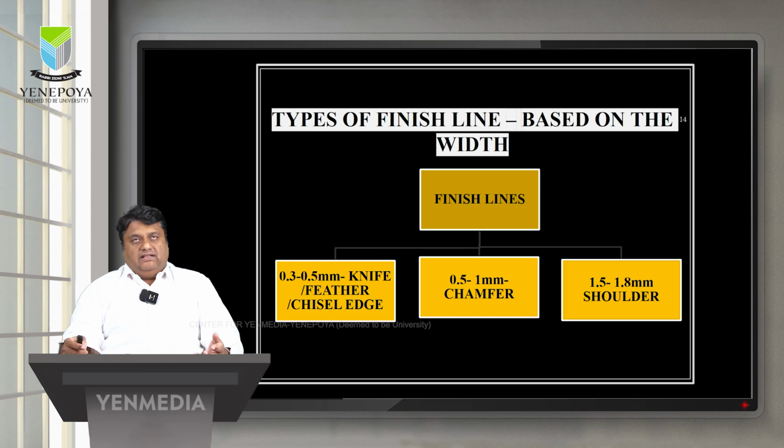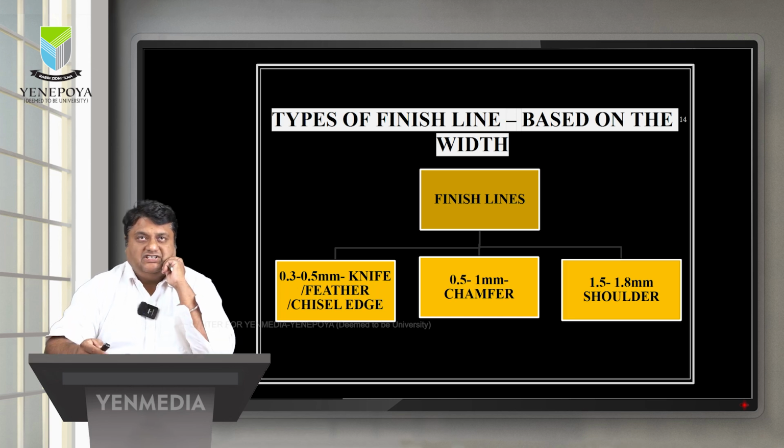There is another classification based on the width of the finish line. You have the knife, feather edge or chisel edge, wherein the width of the prepared finish line is roughly around 0.3 to 0.5 mm. For a chamfer finish line, it is around 0.5 to 1 mm, and anything between 1.5 to 8 mm, you get a shoulder finish line.